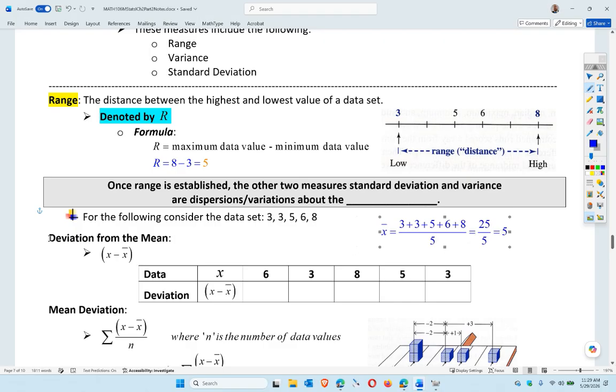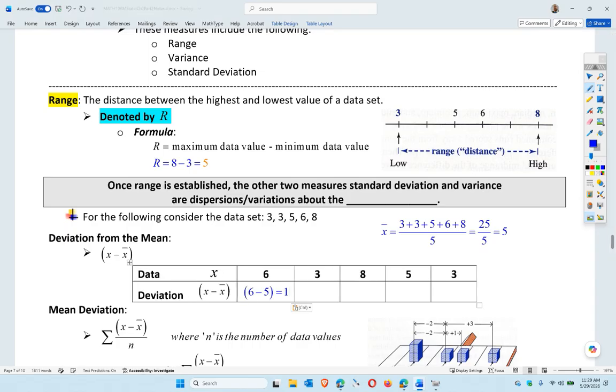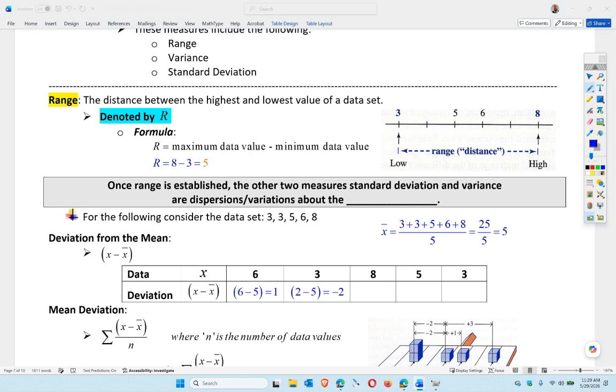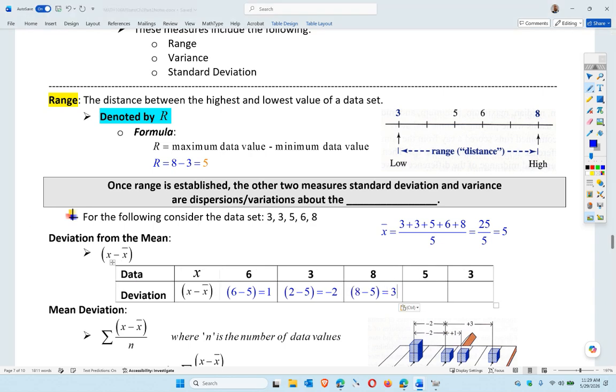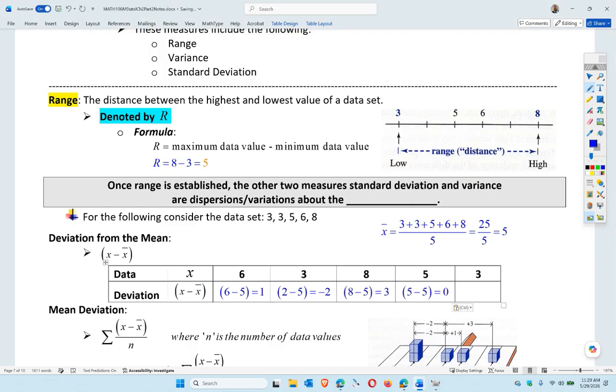If I take the mean deviation, which means taking the deviation of every single number, how far is 6 from 5? How far is 3 from 5? Well, 6 is 1 more than 5. 3 is below 5 by 2. 8 is above 5 by 3. 5 is at 5, so there's no deviation there whatsoever. It's just right on the money. And then 3 is below 5 by 2, right? So those are my numbers.